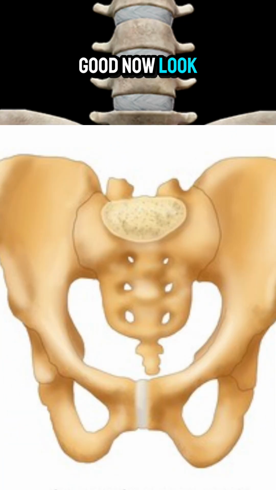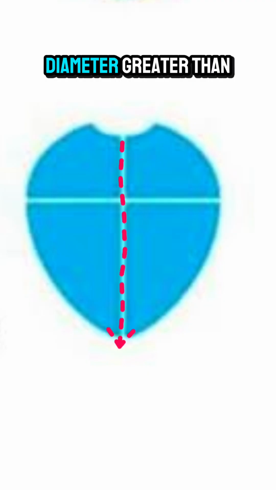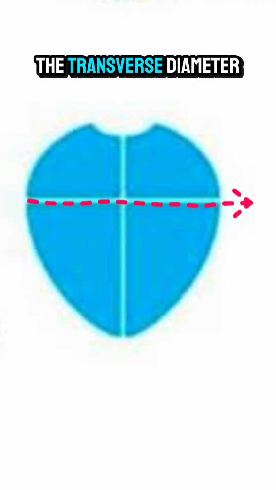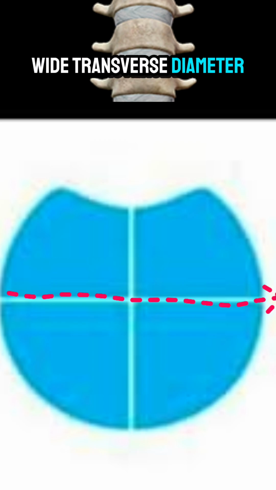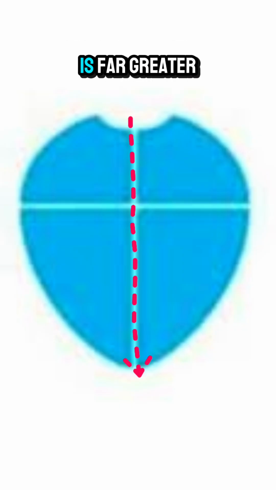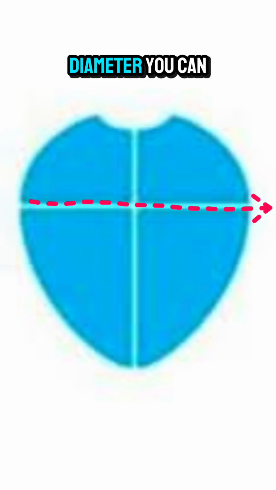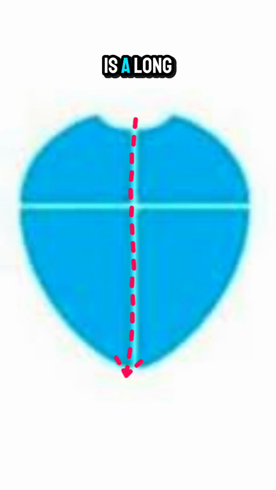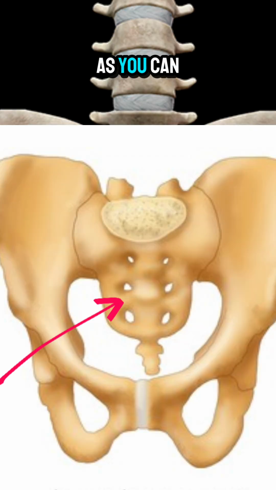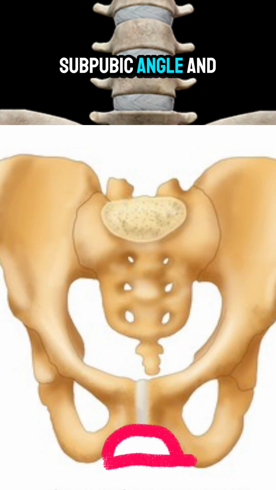Good. Now look at the anthropoid pelvis. It has an oval pelvic inlet, as you can see, with the anterior-posterior diameter greater than the transverse diameter. Remember, the gynecoid pelvis has a wide transverse diameter, but look at the anthropoid pelvis. The anterior-posterior diameter is far greater than the transverse diameter. It is a long and narrow pelvis. It has a prominent sacrum, a narrow subpubic angle, and a roomy posterior segment.